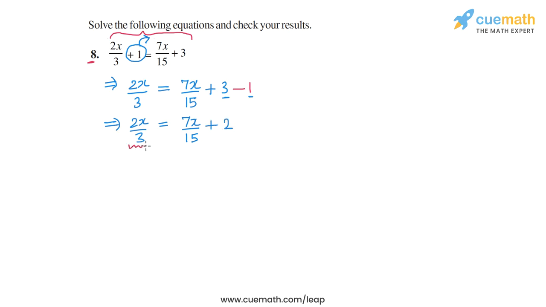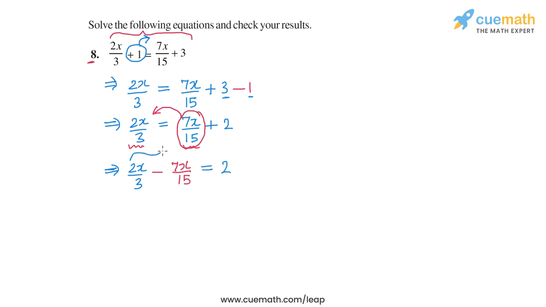Okay, now we need to combine the variable terms. We have 2x/3 on the left hand side and 7x/15 on the right hand side. So let's take this 7x/15 and transpose it to the left side. So we will get 2x/3, and the transposed term will be minus 7x/15 because it was plus 7x/15 on the right hand side, and then we will have 2 on the RHS.